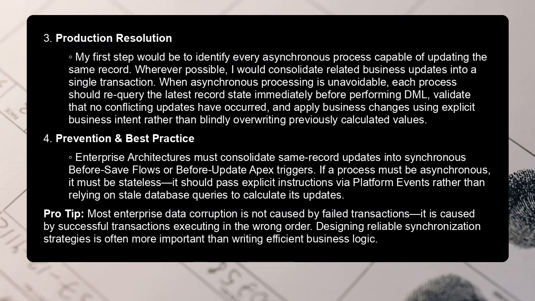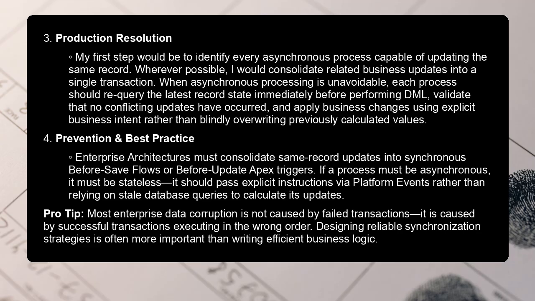3. Production resolution. My first step would be to identify every asynchronous process capable of updating the same record. Wherever possible, I would consolidate related business updates into a single transaction. When asynchronous processing is unavoidable, each process should requery the latest record state immediately before performing DML. Validate that no conflicting updates have occurred, and apply business changes using explicit business intent rather than blindly overriding previously calculated values. 4. Prevention and best practice.